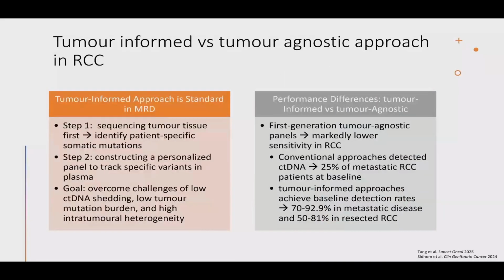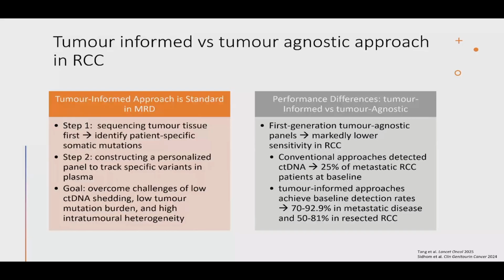Before we continue, just want to touch base on tumor-informed versus tumor-agnostic approach in RCC. So tumor-informed ctDNA in MRD is the standard in this disease space. The first step is to sequence the tumor tissue to allow for the identification of patient-specific somatic mutations. The second step is to construct a personalized panel to track the specific variants in plasma. And the goal of doing it this way is to overcome some of the limitations and challenges associated with ctDNA, namely the low shedding and low mutational burden, but high intratumoral heterogeneity.